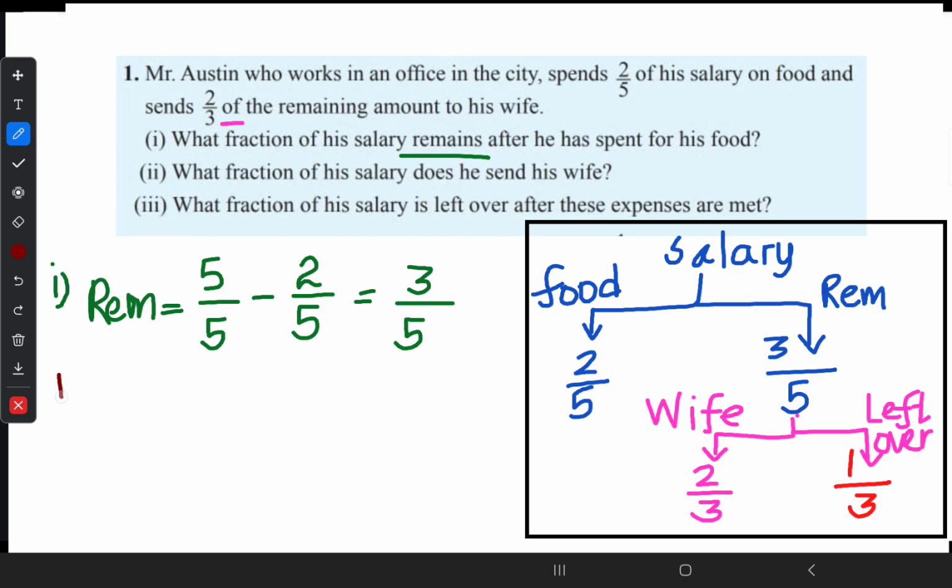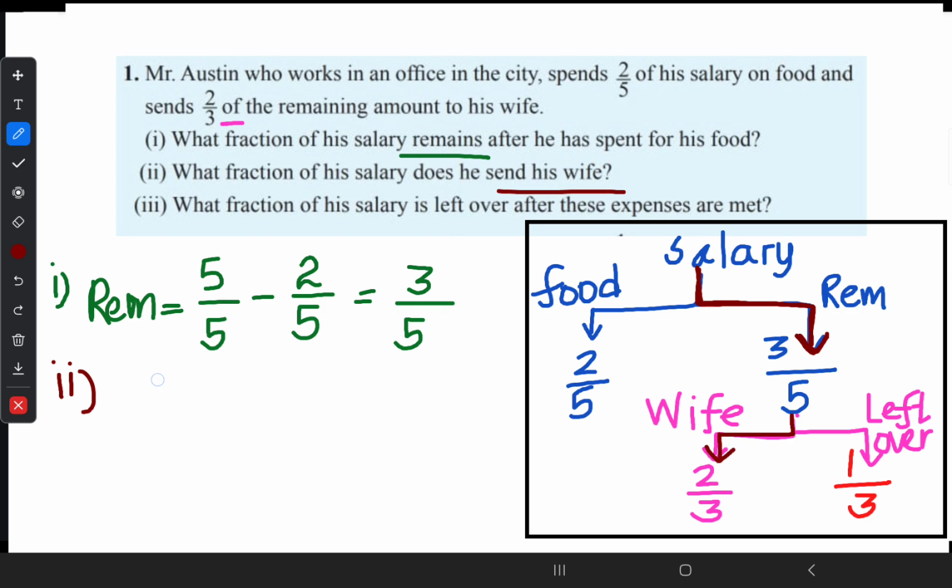Then the next one, second part of the question. What fraction of his salary does he send to his wife? Okay, this is an important one. To his wife, look at the diagram. To his wife, according to the diagram, we can find it as 2 upon 3, but not exactly 2 upon 3. From his salary, first you should find what is the remaining. From the salary, he is not spending a particular portion to his wife directly. After spending on food, he will have some remaining. From the remaining only, he will send 2 upon 3 portion to his wife.